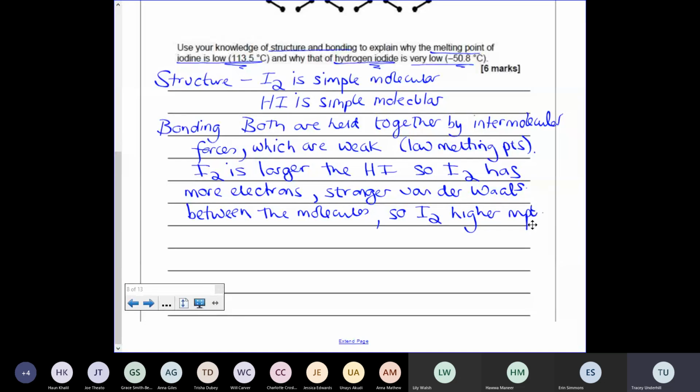And you might be thinking, iodine, yes, that's van der Waals, but hydrogen iodide has also got some dipole-dipole. Now, if they've given in the question that the one that you only know has got van der Waals, which is iodine, is higher than the other one, then the van der Waals forces must outweigh anything else you've got in there, okay? So you're right, the HI does have dipole-dipole forces between the molecules.